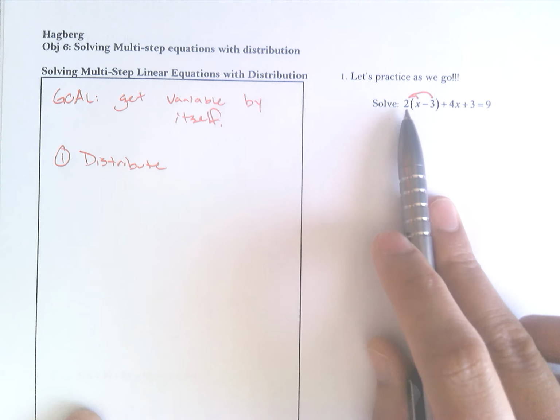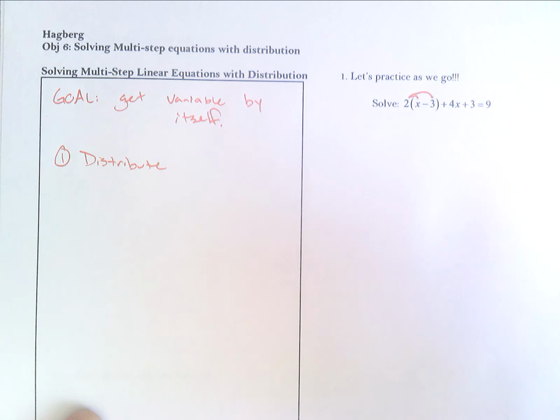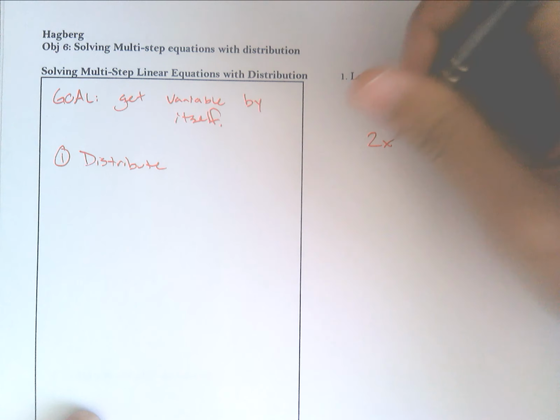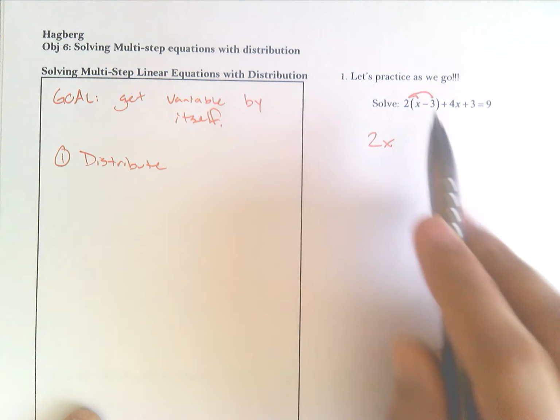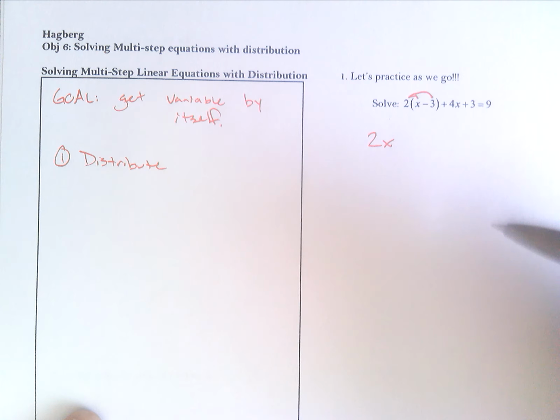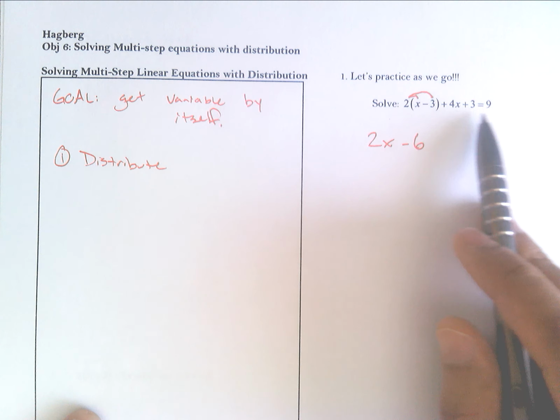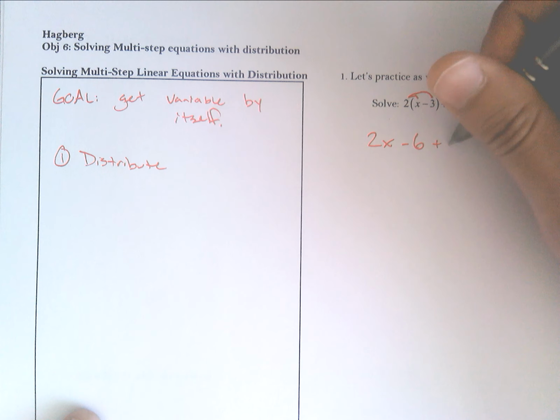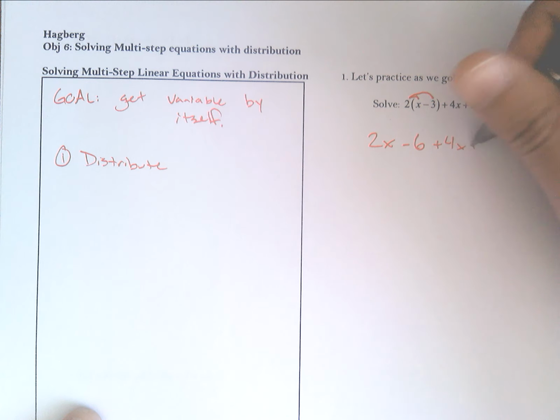So this first step here, we have 2 times x is 2x. And then we have 2 times negative 3 is negative 6 or minus 6. And then after that, we can just bring everything down. So the plus 4x, the plus 3, and the equals 9. So plus 4x plus 3 equals 9.